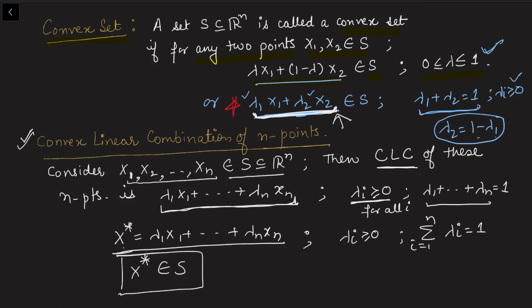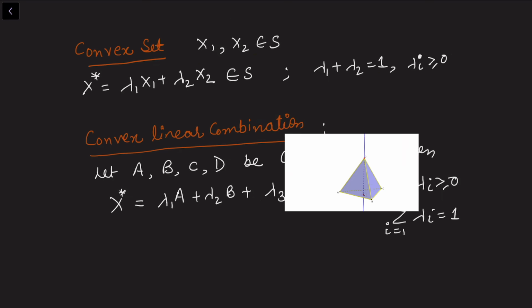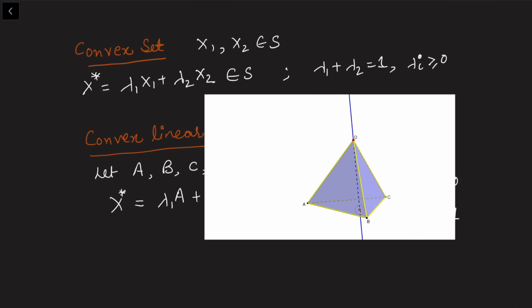Now let us understand the line joining of 2 points, or the convex linear combination of 2 points, and the convex linear combination of n points. You can see in this figure, if I take these two red dots as the points x1 and x2 and I want to find the line joining, the line joining will give me only those points which lie on the blue line, shown by the dotted line. So this only shows all the points x star which lie on the line segment. It doesn't depict all the points of the tetrahedron.